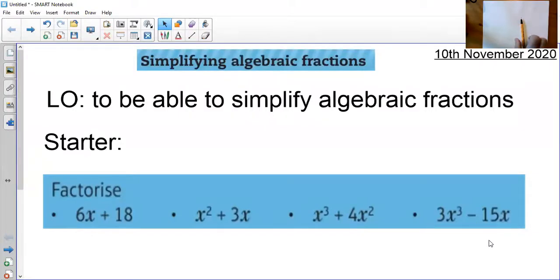Morning, Year 11. Today we're going to look at simplifying algebraic fractions. So there's a title, date, learning objective on the board, and a starter. If you can pause the video now, give yourself 5 minutes to complete the starter.